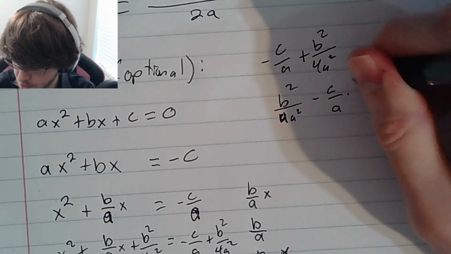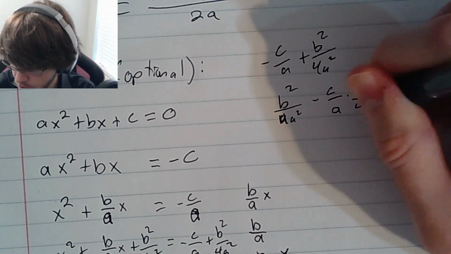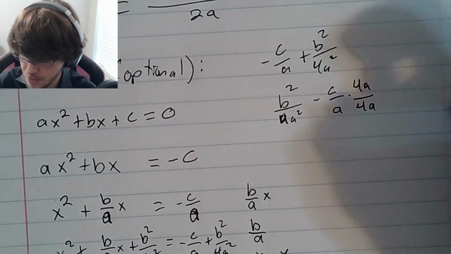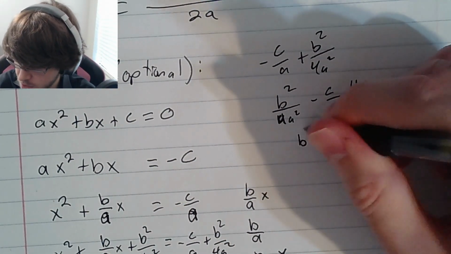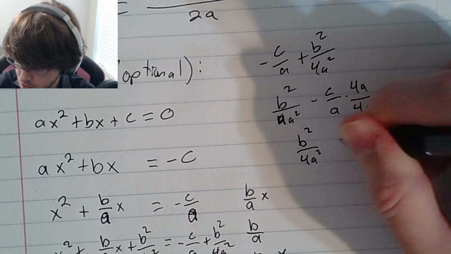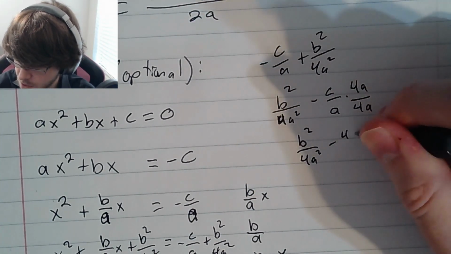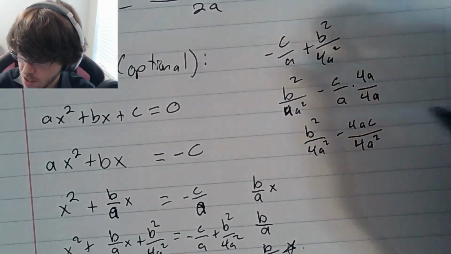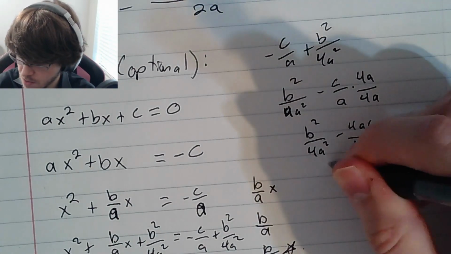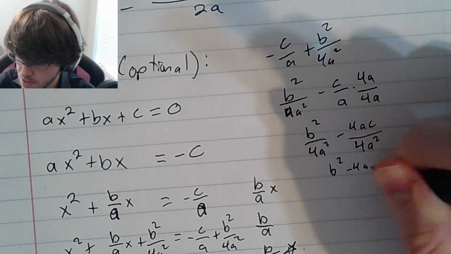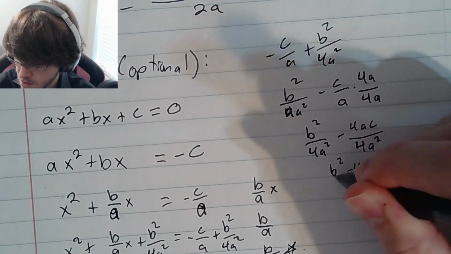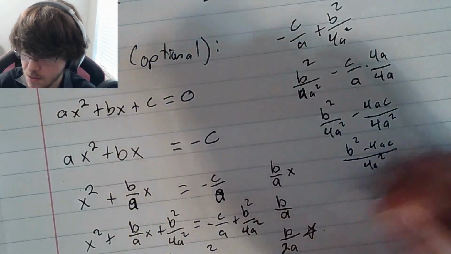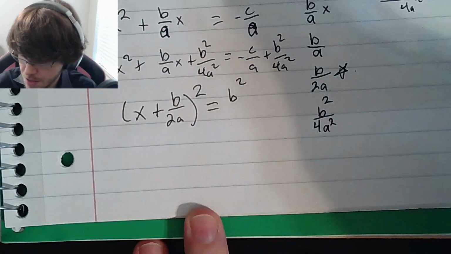If they're both the same thing, we're good to go. So we're going to multiply this one by 4a over 4a, kind of like you would for fractions. You multiply the top and bottom by like 2 over 2 or 3 over 3 or something. We're going to do the same thing. So you have b squared over 4a squared minus 4ac divided by 4a squared. And now they have the same denominator, so I can rewrite it, b squared minus 4ac all over 4a squared. And that's what's going to go right here on this side.